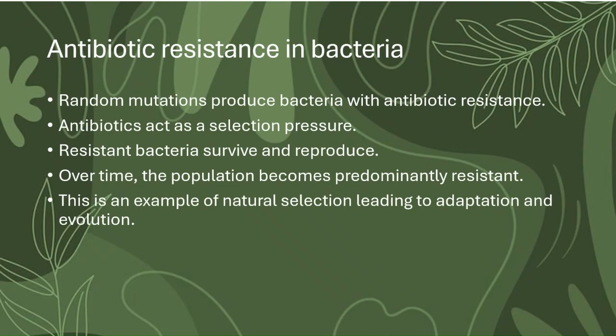One really good example of evolution we can look at, which we're also quite familiar with, is antibiotic resistance we've observed in bacteria. Random mutations produce bacteria with antibiotic resistance. Antibiotics are the selection pressure in this case. The resistant bacteria survive and reproduce, and over time the population becomes predominantly resistant. So this is an example of natural selection which leads to adaptation and evolution of that bacteria species.